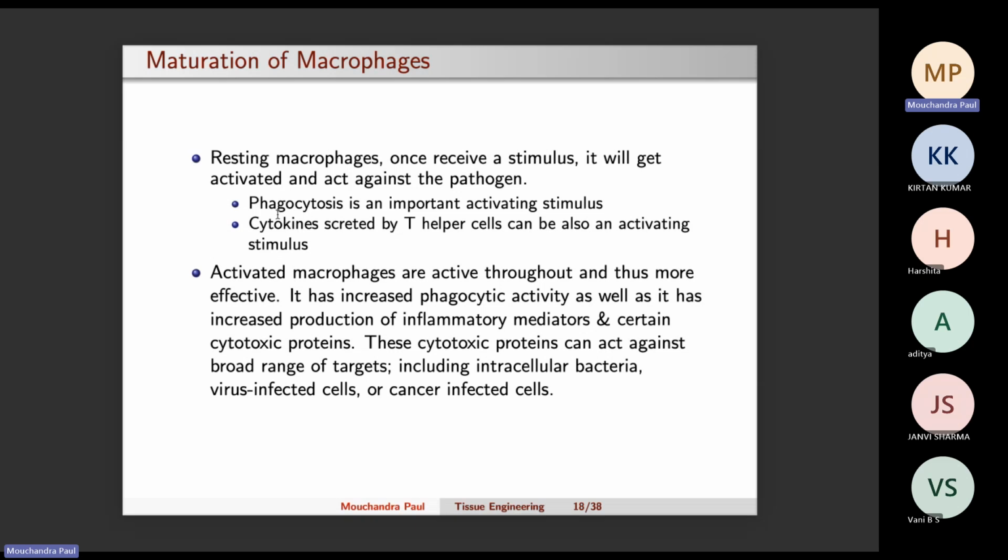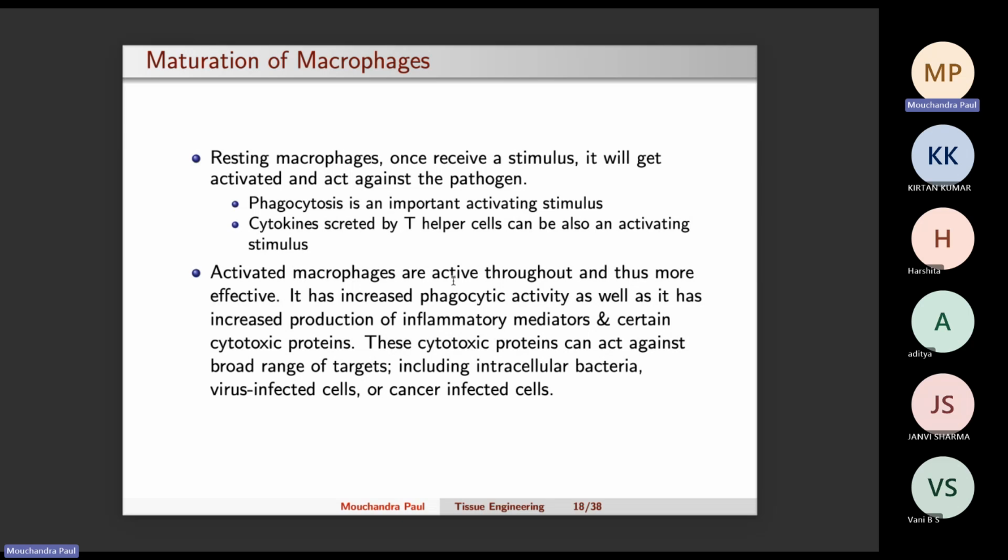So phagocytosis in this way is acting as an important stimulus for these resting macrophages, which are there in our tissue. Then the cytokines secreted by the T helper cells, which are a subtype of the T cell, can also signal these tissue-specific macrophages to become active. So the innate immunity and adaptive immunity don't act independently. They act in a coordinated fashion. The components of innate immunity take help from the adaptive immunity and vice versa.